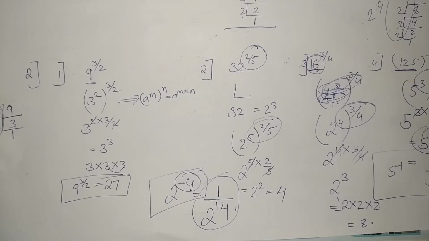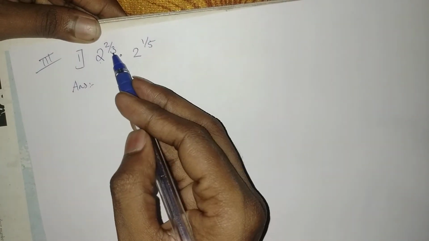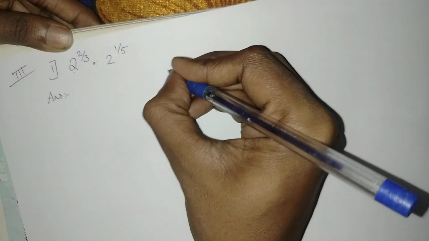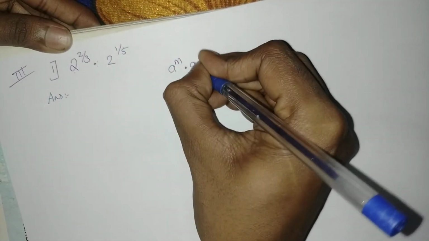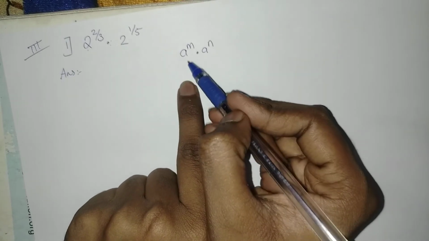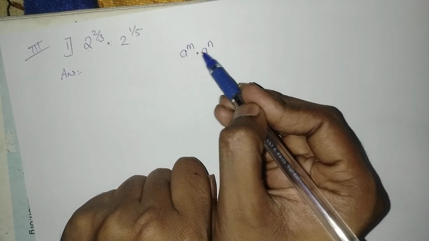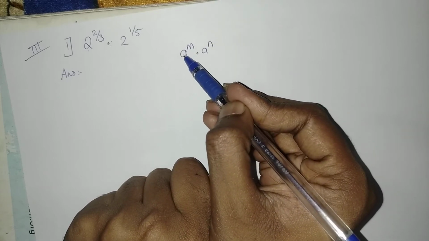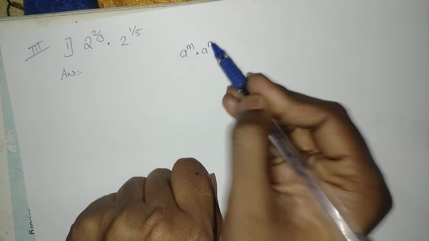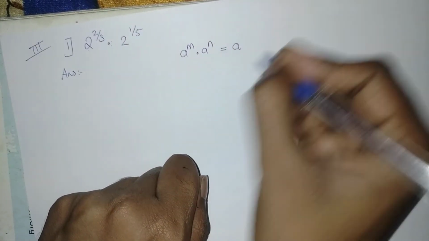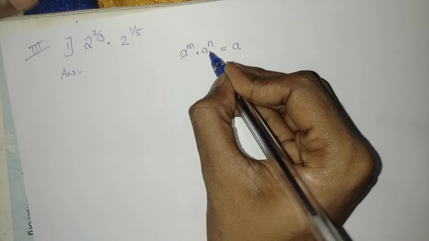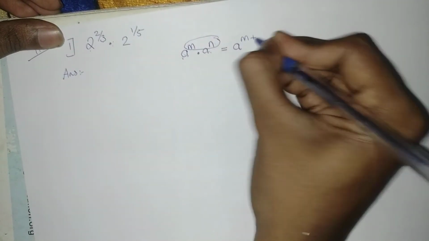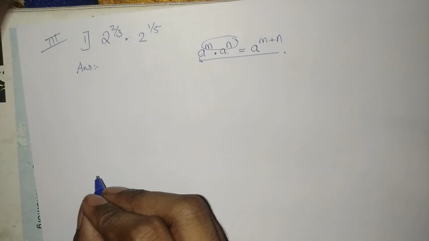So third one, let me do. Third one, we have 2 power 2 by 3 dot 2 power 1 by 5. Dot represents multiplication. So we have a law of exponent called a power m dot a power n. Look here carefully. Whenever I have two same bases and different exponents, then we can simplify this by writing the same base once and adding the exponents, m plus n. This is a very important law of exponent.